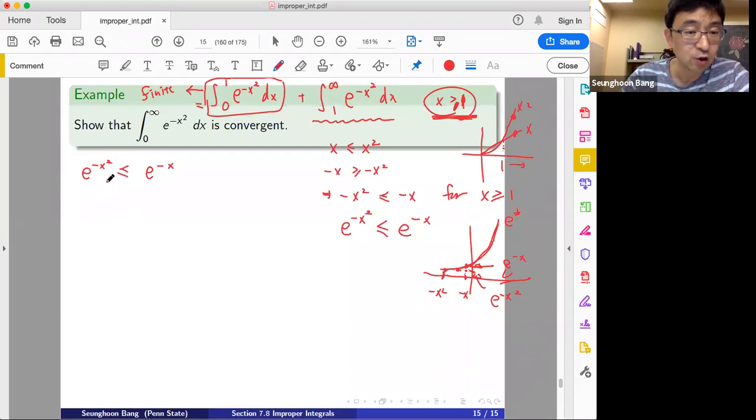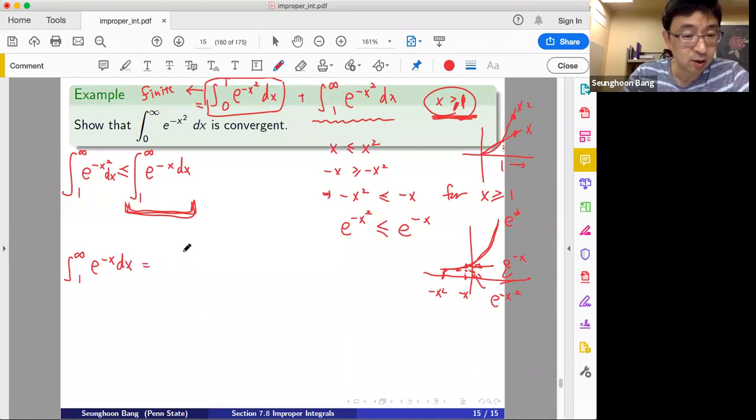This is bigger. You can take the integral from 1 to infinity of both sides. The inequality doesn't change. But this case is a little bit easier than the previous one. How can you calculate the integral from 1 to infinity of e to the minus x dx? Here, replace infinity by t: the integral from 1 to t of e to the minus x dx.